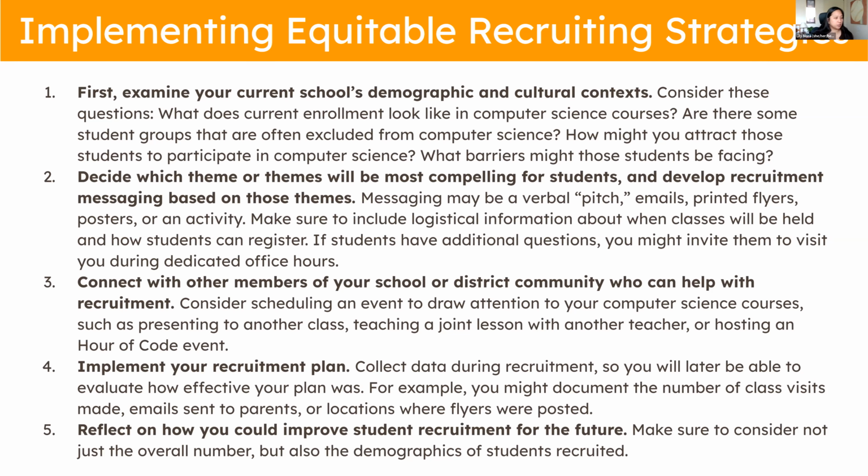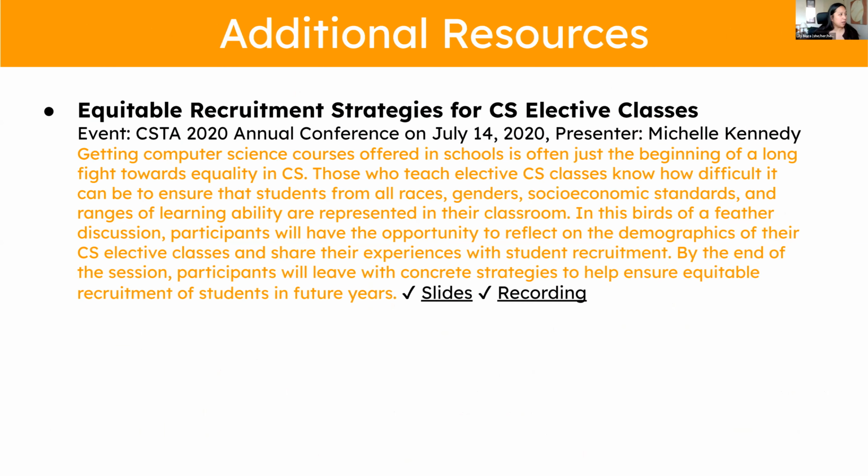Number 4, you would want to implement your recruitment plan, and then document your experiences so you can figure out what worked or what could be improved. Then reflect on how you can improve your recruitment for the future, and look at your numbers to see if there was any positive impact, or decide maybe next year you want to try something else and see how that might positively change your enrollment.